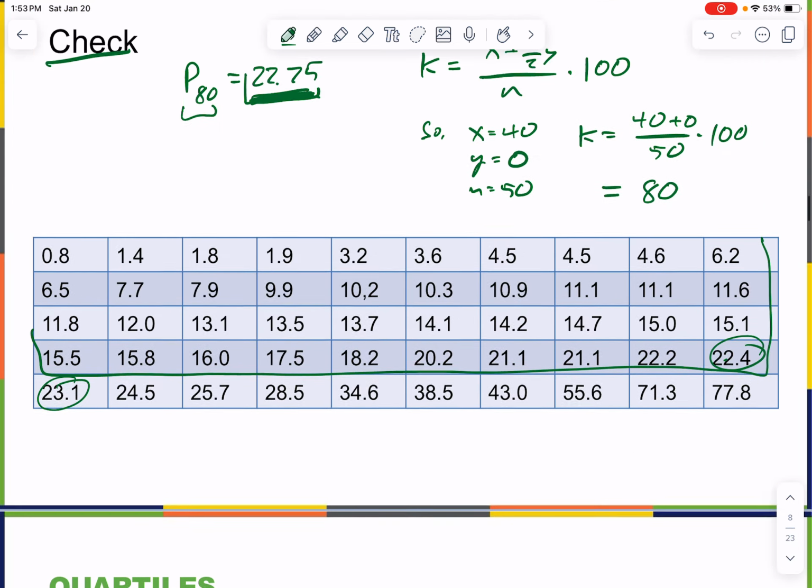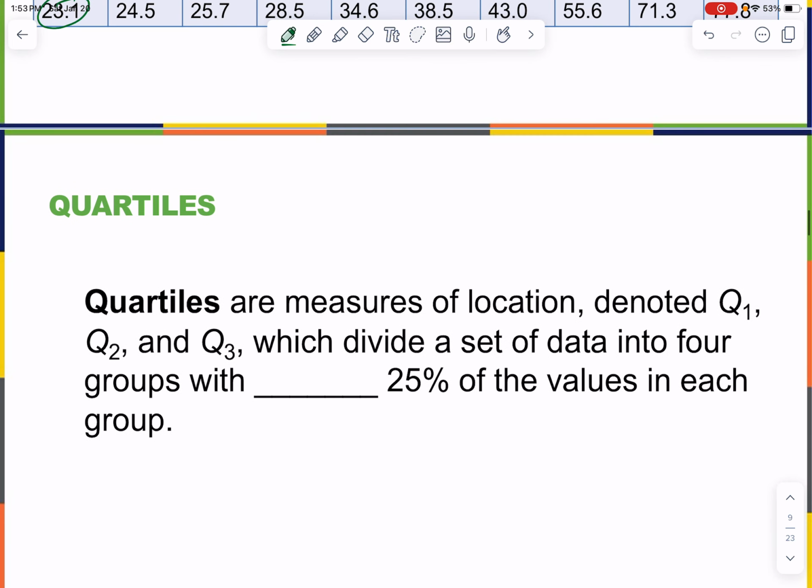Okay, that's percentiles. Now let's talk about quartiles. Quartiles are measures of location also. Just like percentiles live in the data space, quartiles also live in the data space. So they have units. Quartiles have units equal to the data, just like percentiles. These are denoted Q1, Q2, Q3. Sometimes you'll see Q0 and Q5. Q0 is the minimum value, and Q5 is the max. Sometimes you'll see that.